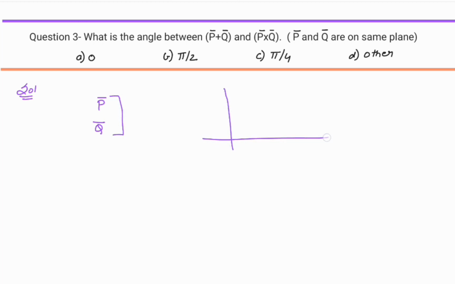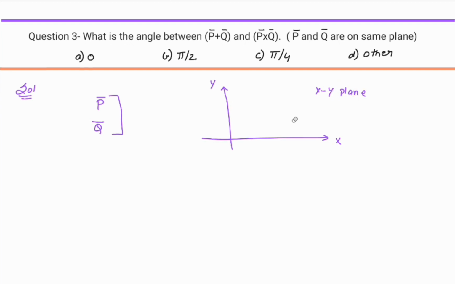Okay, let us consider like this. Here we have an x-axis and here we have a y-axis. It means this is an xy plane. We have vector P and vector Q on the same plane. Now see, vector P plus vector Q, let us consider the resultant is R. We know when we add two vectors, the resultant is going to be in the same plane. It means this is also going to be in the xy plane.